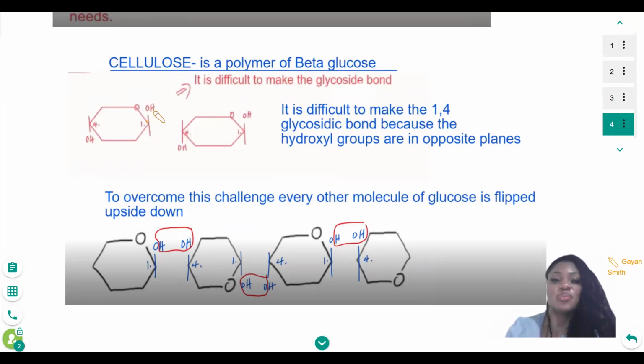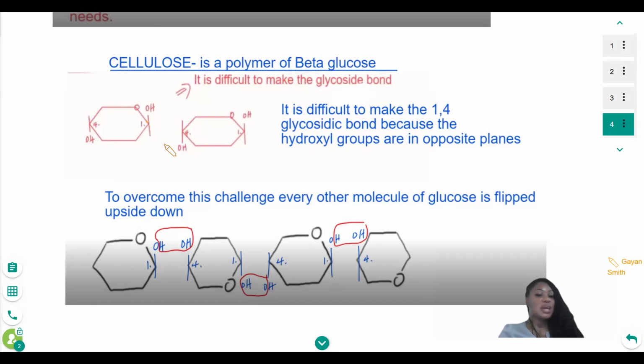Because they are literally, one is pointing up, which is the one for carbon number 1, and the one for carbon number 4 is pointing down. So cellulose has to do something unique, which none of the other molecules had to do. To overcome this problem, to get these OH groups to be aligned so we actually can remove water from them, the molecule of cellulose actually has to flip the second one. So the first one stays in its original position where the OH group is pointing up. The second molecule has to turn upside down.